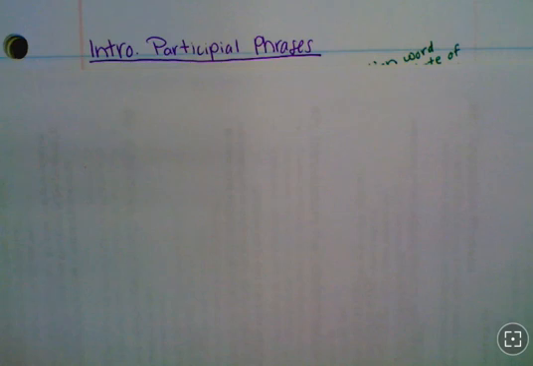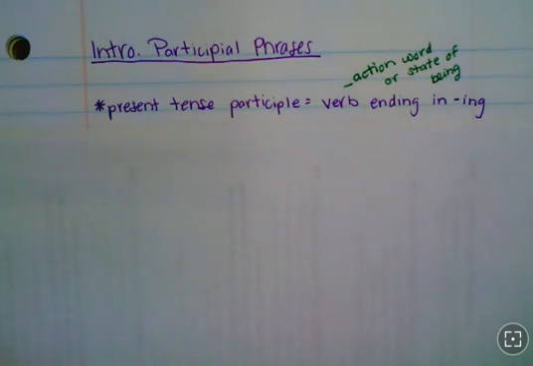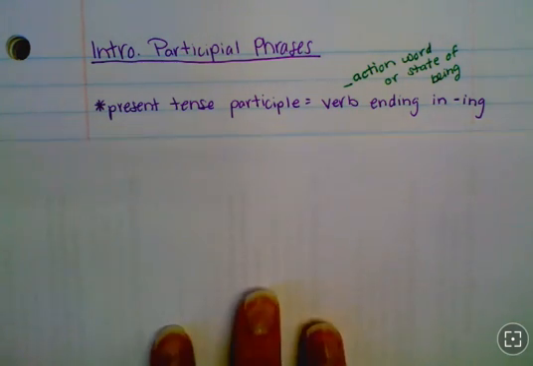All right, now let's take a look at introductory participial phrases. In our particular case, we're going to look at present tense. So present tense, in our case participles, are verbs that end in ing. Remember, verbs are action words or state of being. Running, jumping, singing, thinking, feeling, moving, stealing, any of those would be present tense participles.